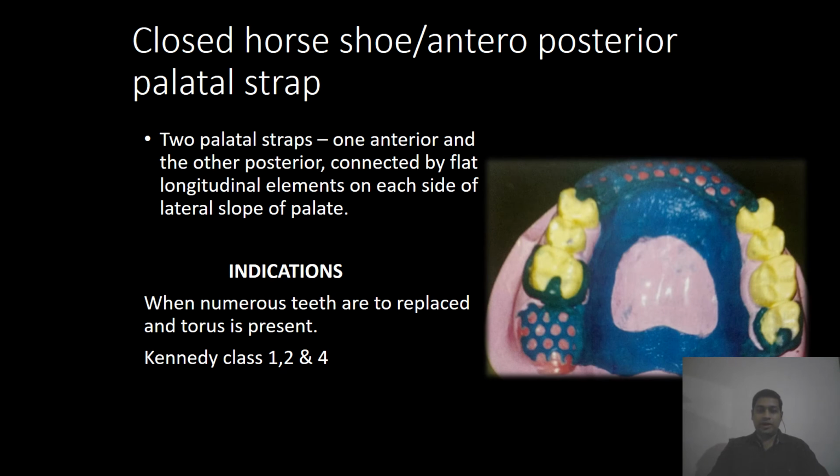Closed horseshoe or anteroposterior palatal strap. As we discussed in the case of anteroposterior palatal bar, here instead of bars there are two straps, one in the anterior and the other in the posterior region. These two straps are connected by a longitudinal element that runs along the lateral slopes of the palate. It is indicated in cases of Kennedy's class 1, class 2 and class 4 situations where we have to replace numerous teeth, and in the presence of inoperable palatal tori.